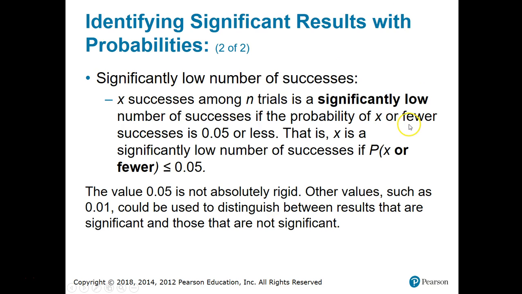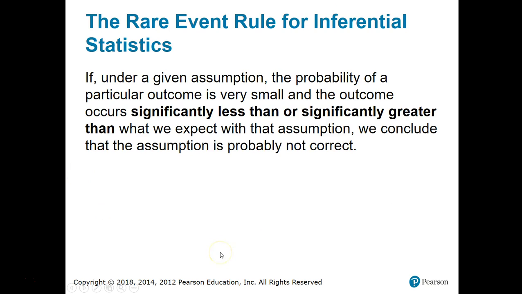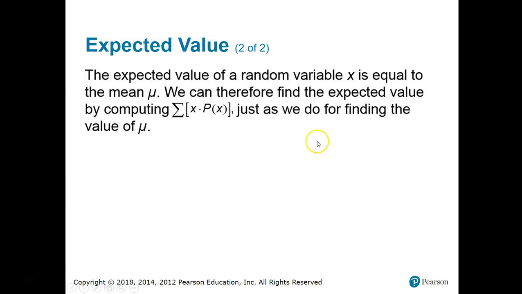And significantly low success. Alright, if, under a given assumption, the probability of a particular outcome is very small, your assumption may be incorrect. And that's how we check our assumptions. Make an assumption, we check it out. Does it work? Does it not work? Well, maybe we need to try something else. And the expected value of the random variable is equal to the mean mu. You therefore find the expected value by computing this, just as we do for finding the mean mu.